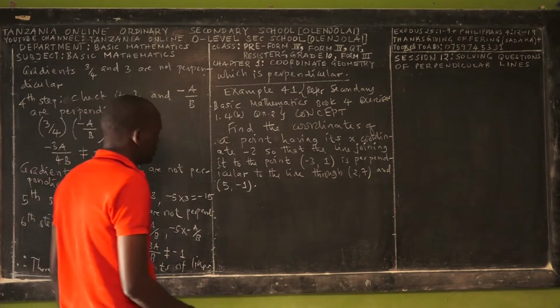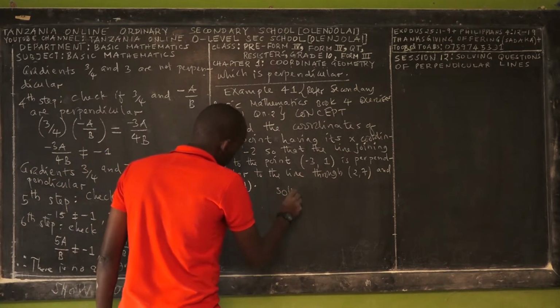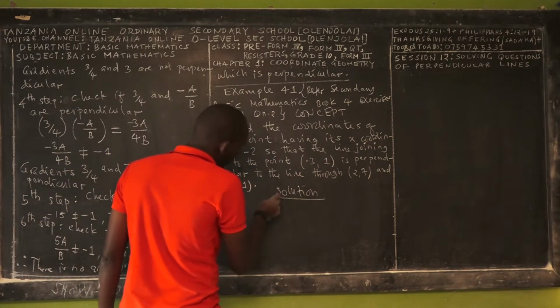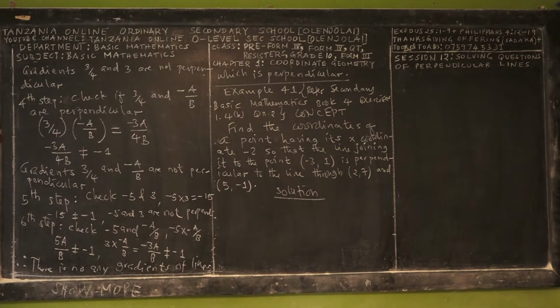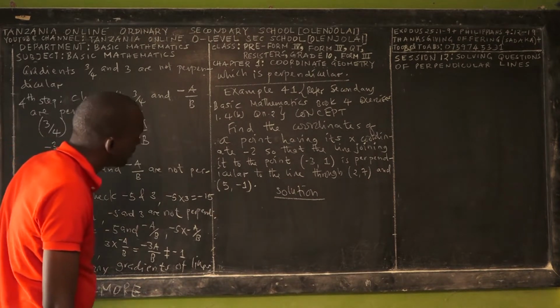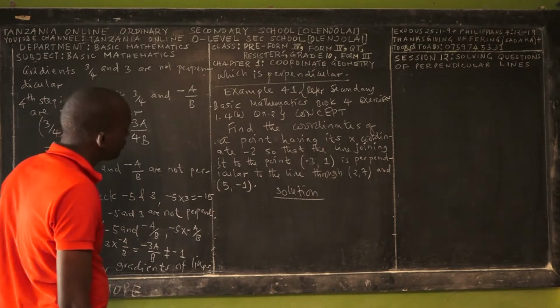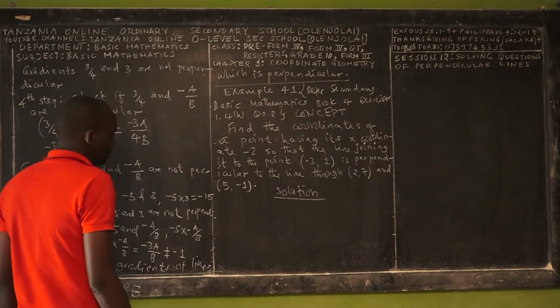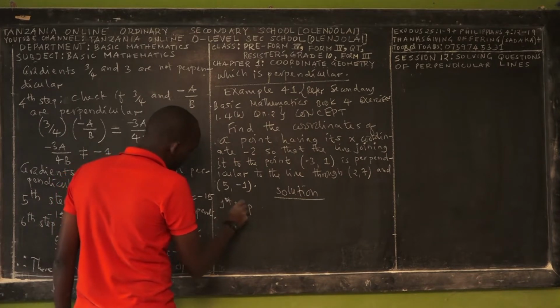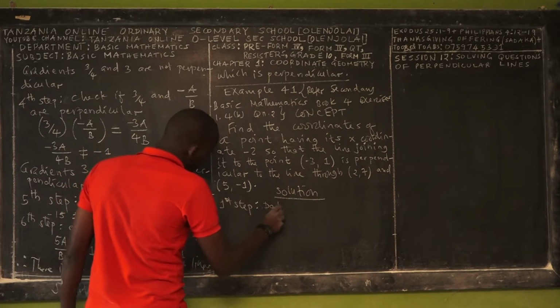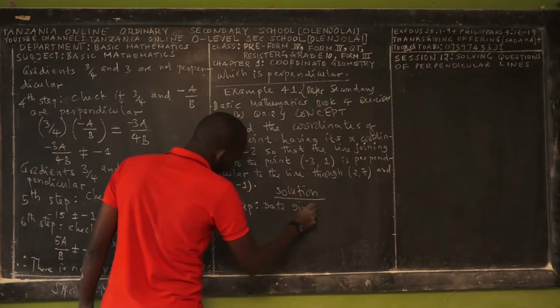Okay, so thank you for trying. So, solution. Find the coordinates of a point having x coordinate -2, so that the line joining it to the point -3, 1 is perpendicular to the line through 2, 7 and 5, -1. Okay. So the first step, let us check that again.